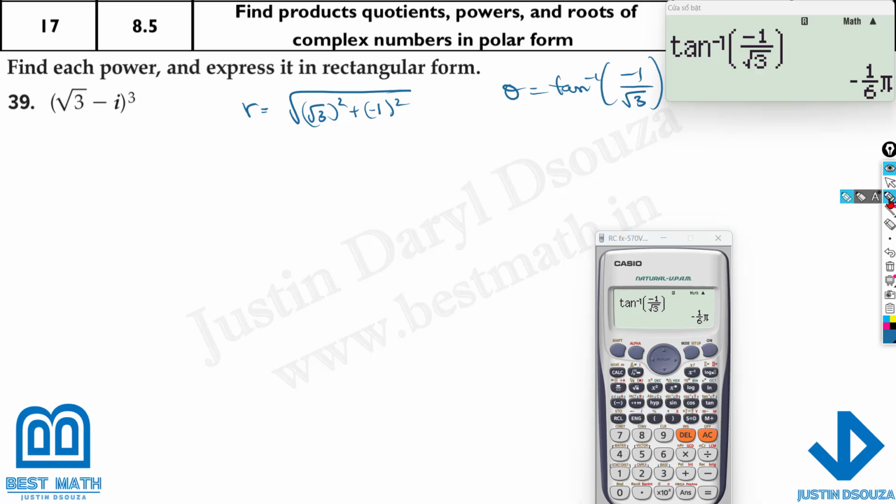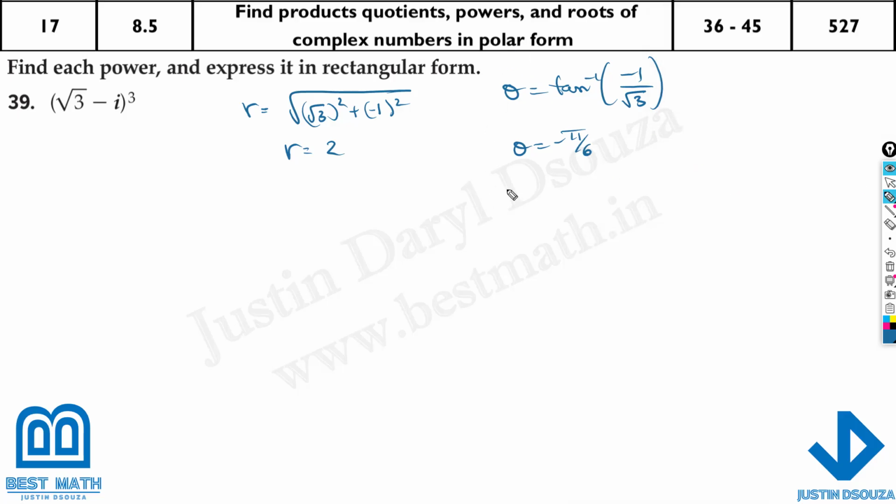That's it. Now this is the answer, right? If at all the denominator, that is the a value, was minus, if it was minus root 3, then yes, we had to add a pi. So here r is equal to 2, theta is equal to minus pi by 6. So this would be the answer.